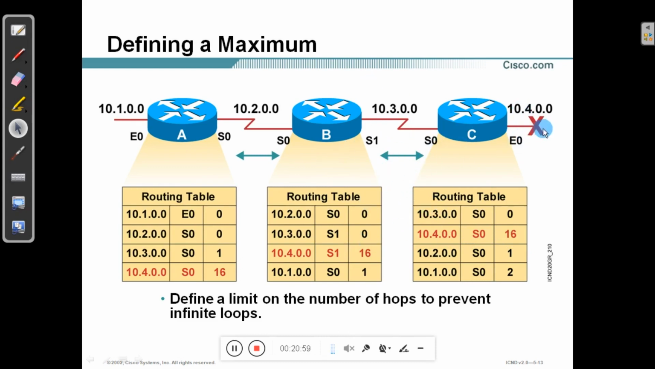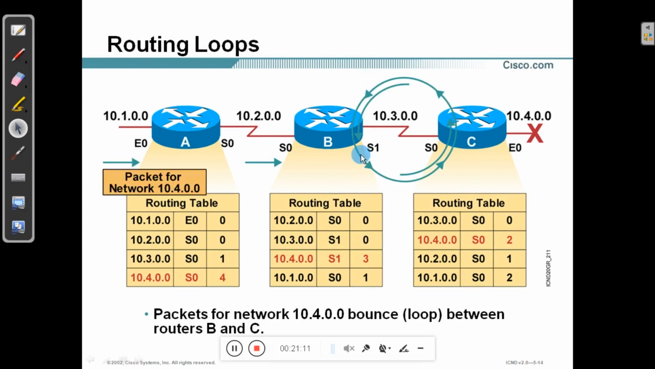In fact, there is no route to 10.4.0.0; the network is down. But because of this inconsistency, it creates infinite loops, as you can see here. Infinite loops are the main problem. That is called a routing loop.